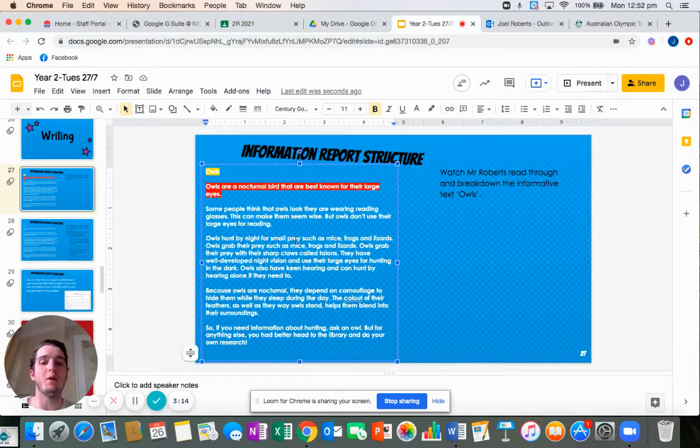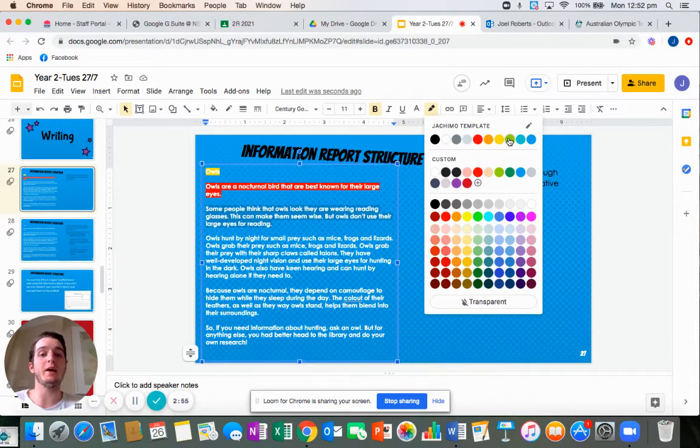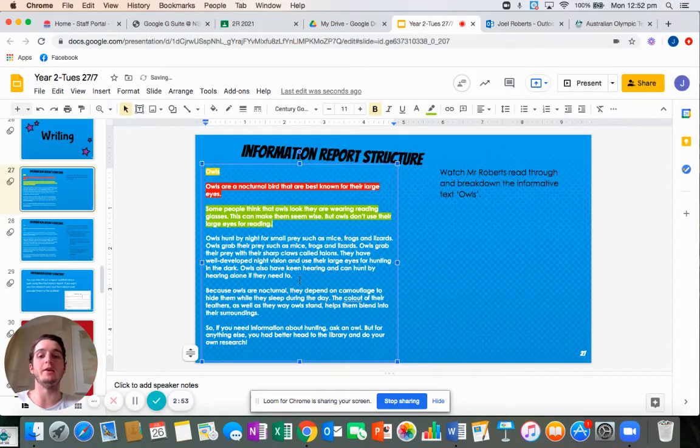The next paragraph says, some people think that owls look like they're wearing reading glasses. This can make them seem wise, but owls don't use their large eyes for reading. Okay? This part is what we're going to call our fact one. And what it's talking about is its appearance. What an appearance is, is the way that the bird looks. It's telling us about a feature of what the animal looks like, and it's telling us that it has large eyes. So that first fact is about its appearance. That can be green.